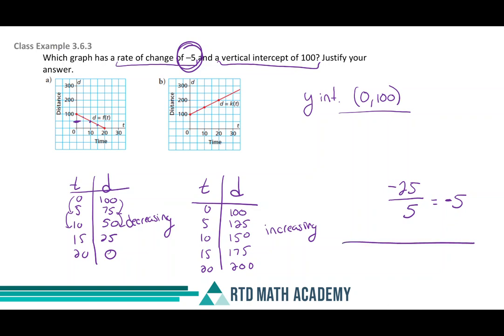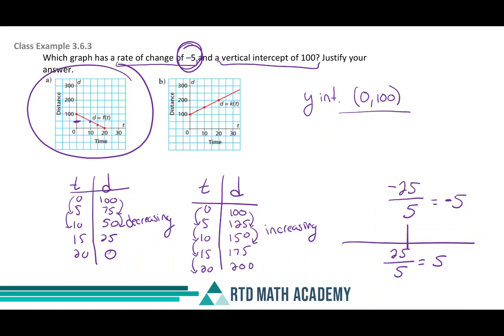I just wanted to do this one as well. So for every 5 units of an increase in time, I am increasing the distance by 25 units. So it is a positive 25 for every 5, which means this graph for B would be a positive 5 rate of change, not a negative 5. So that is what we're looking for.